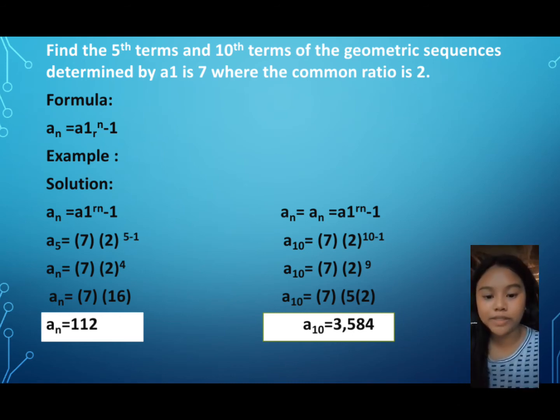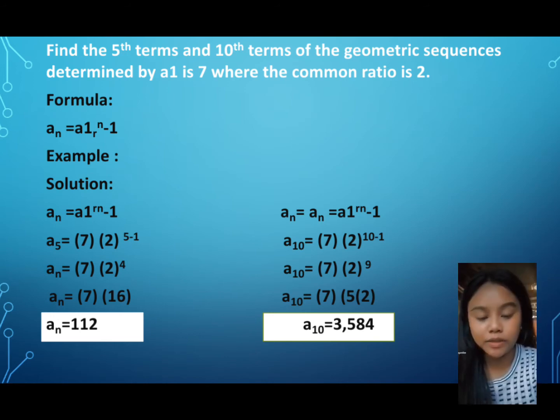A sub 5 is equal to 7 multiplied by 2 raised to the power of 5 minus 1. A sub 5 is equal to 7 multiplied by 2 raised to the power of 4. A sub 5 is equal to 7 multiplied by 16. A sub 5 is equal to 112, which is the result.